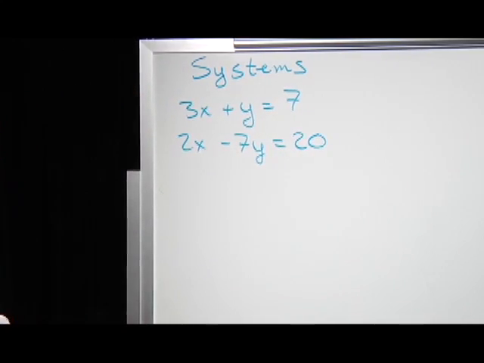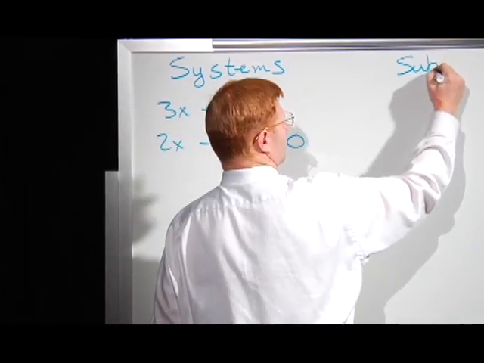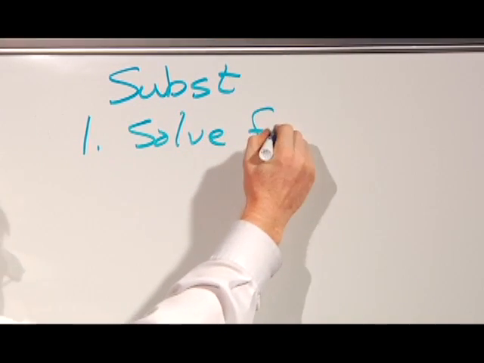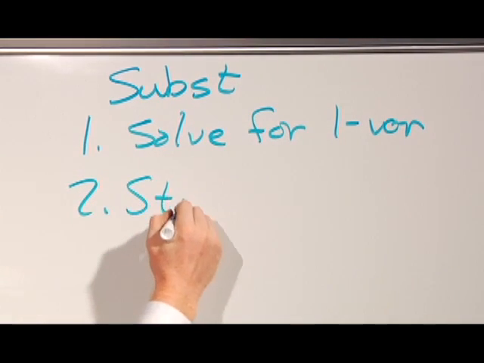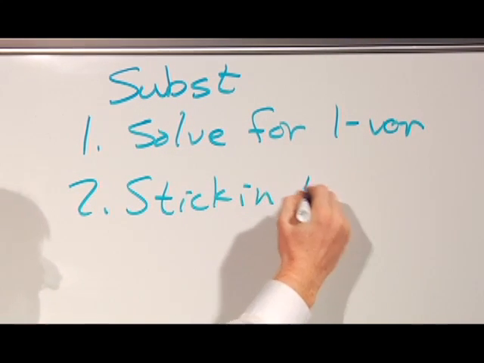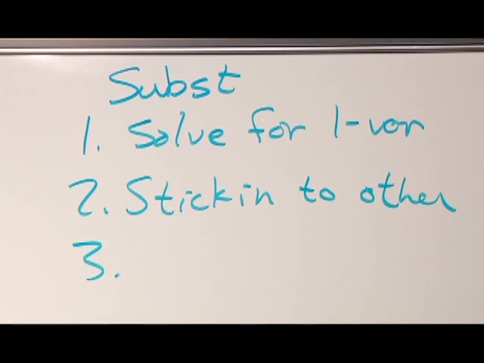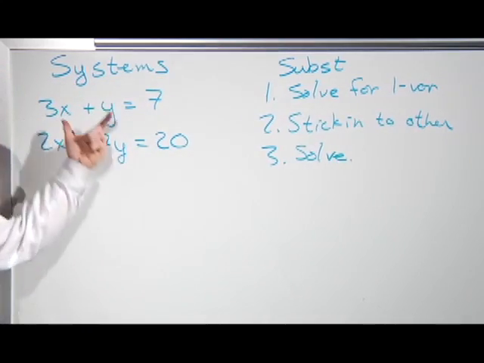When we're dealing with systems of equations, you know that there are two ways of doing it. You have substitution. Solve for one variable, stick it into the other equation, and then solve for it. And then you're able to stick it back in and get it.